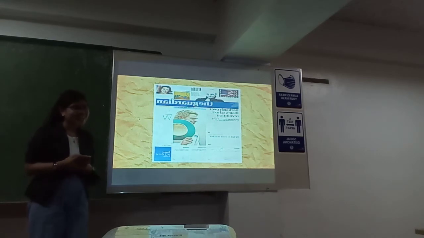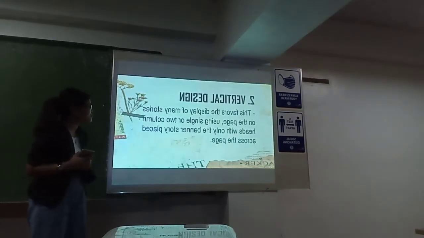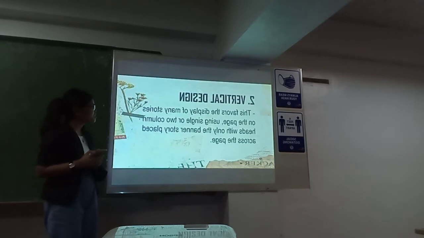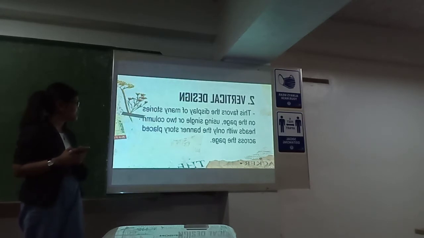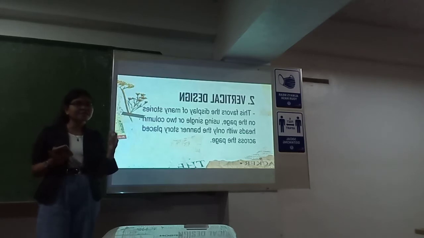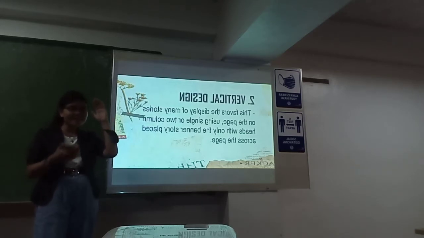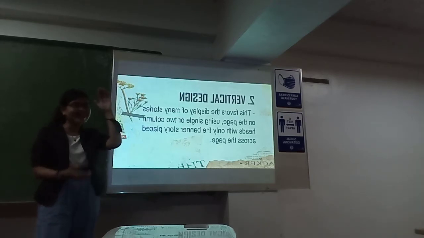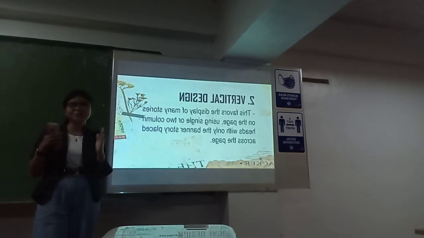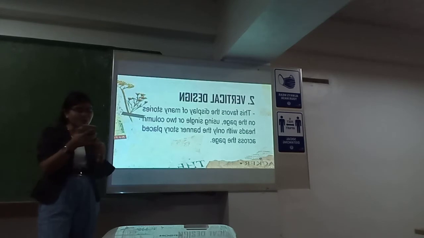Next is the vertical design. This favors the display of many stories on the page using single or 2-column heads, with only the banner story placed across the page. When we say vertical, that means it is positioned up and down. Right? Like portrait, something like that.